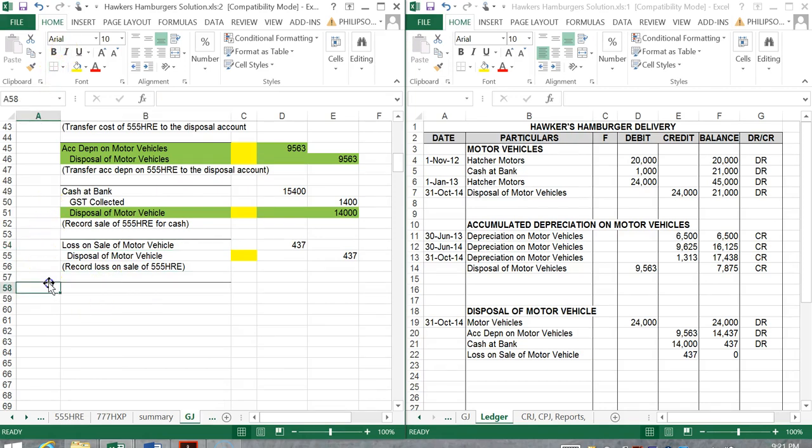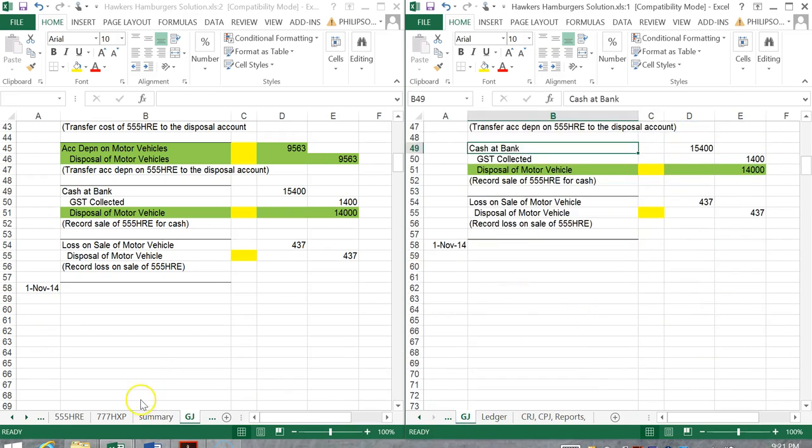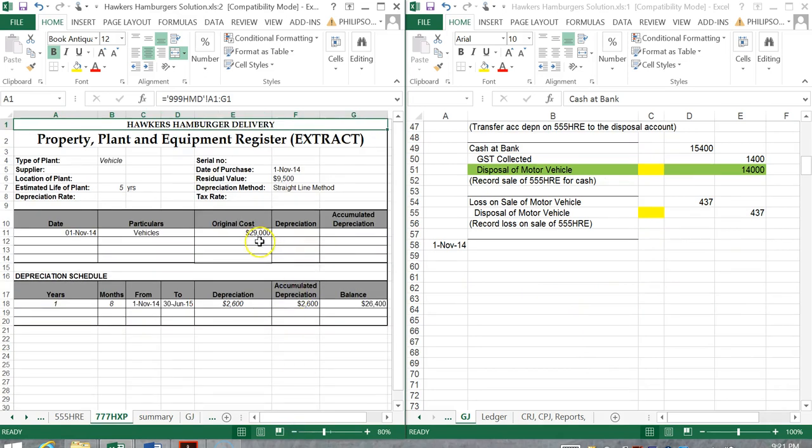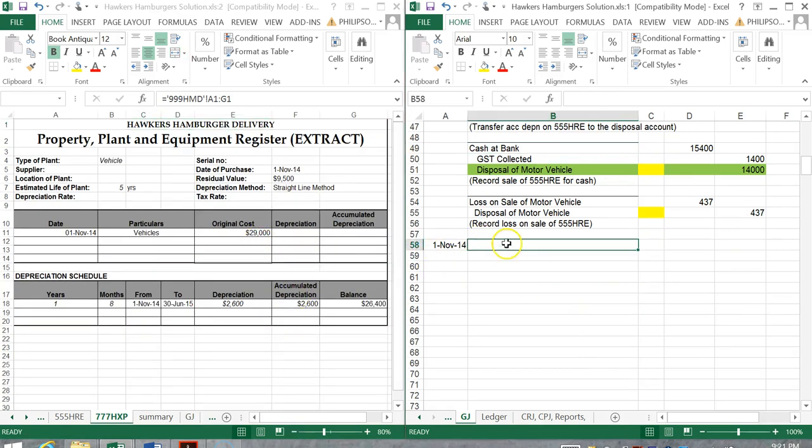Okay, so quickly we'll go and underline that. Okay, so our question continues. 1st of November 14, we've bought the new motor vehicle 777HXP for $29,000. So we want motor vehicles, 29,000. Yeah, 29,000 plus GST.